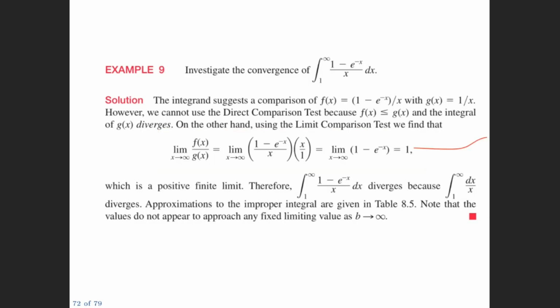We just say there's nothing special about the number 1 here. It's just a coincidence that the examples the book is choosing are giving 1. We could have any number here between 0 and infinity. It doesn't have to be 1. Because we get a number that's between 0 and infinity, the two integrals must behave the same. Either they both converge or they both diverge. We already know that one of these integrals diverges. That means that the other one must also diverge.